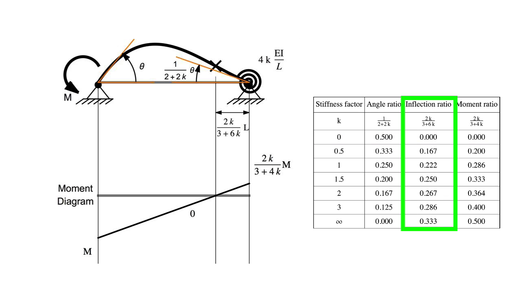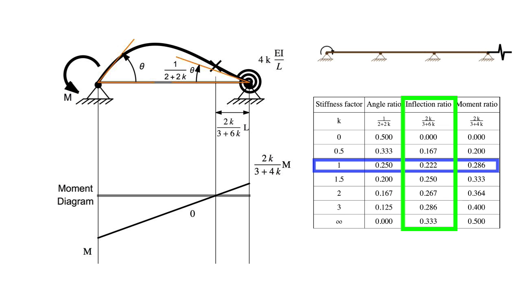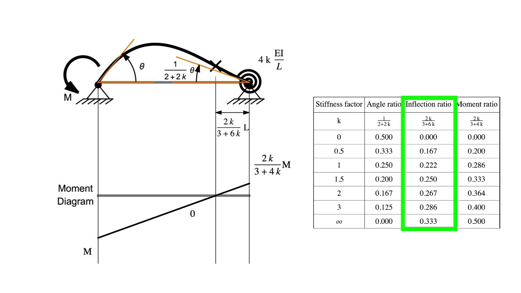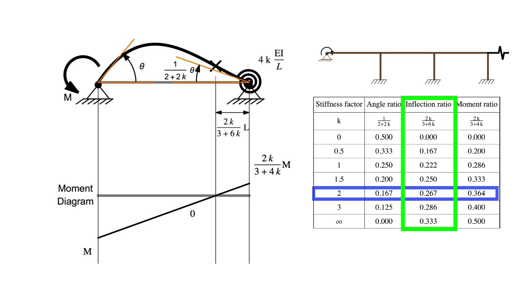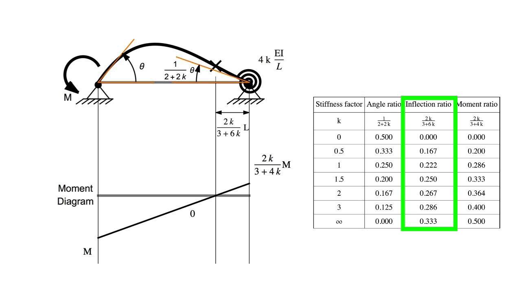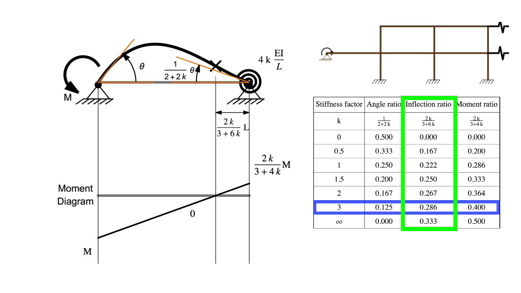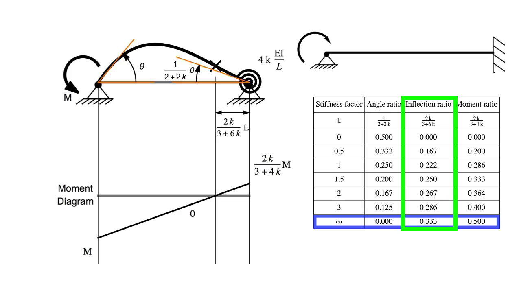It is at about 22% the length for an equal span continuous beam resting on external hinges, which has K approximately 1. It is at about 27% for an equal span continuous beam rigidly connected to columns, which has K approximately 2. It is at about 29% for an equal span beam that is part of a multi-story building, which has K approximately 3. And it is at exactly 1/3 for an infinitely stiff spring, which is a fixed end.